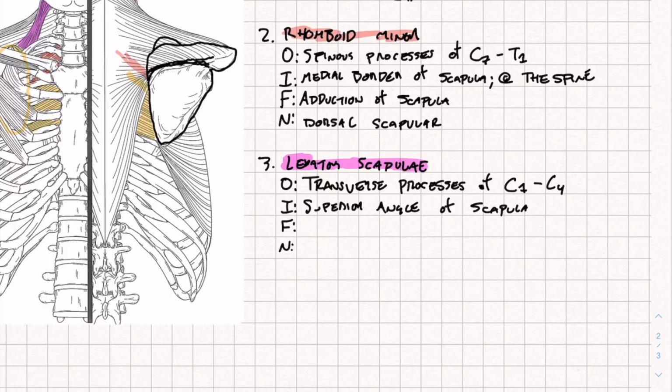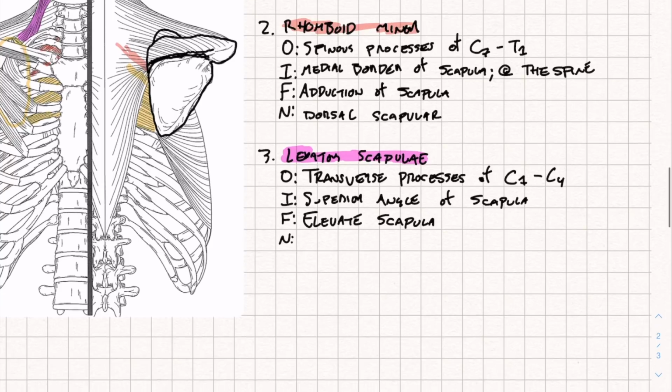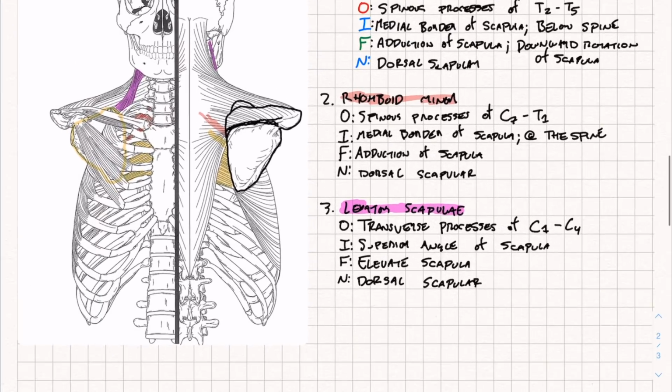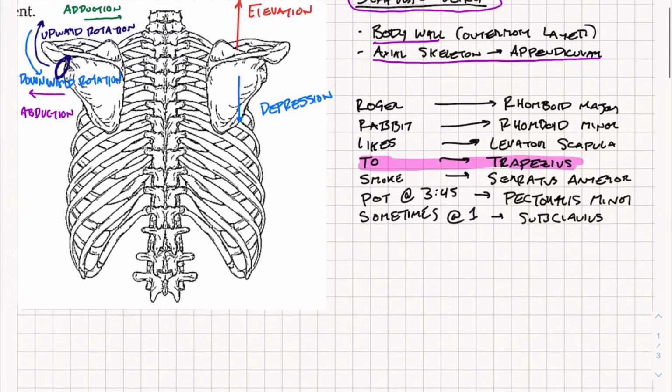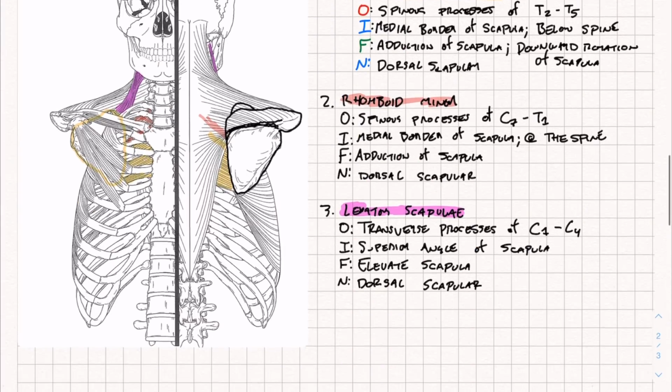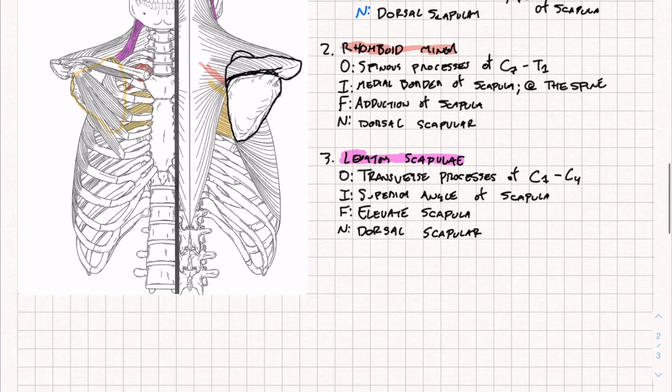Okay, the name of the muscle tells us where it is, and it makes sense with our origin and insertion that it's going to elevate. Its nerve is also the dorsal scapular nerve. So the dorsal scapular nerve innervates 3 muscles. These 3 right here. Okay, now we are going to the next one.